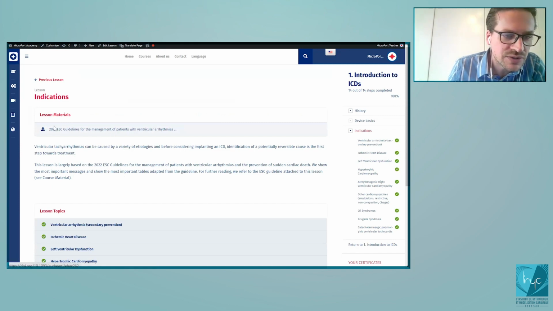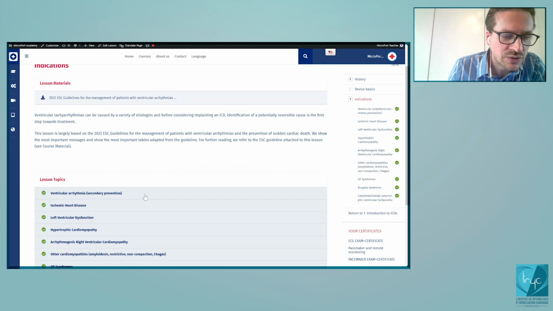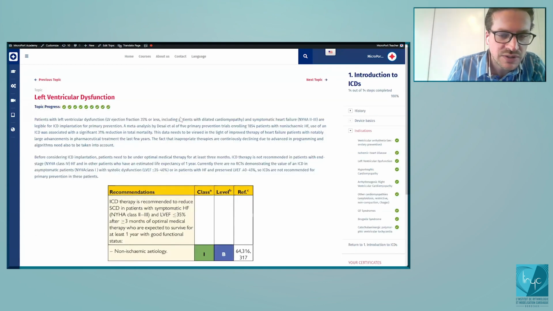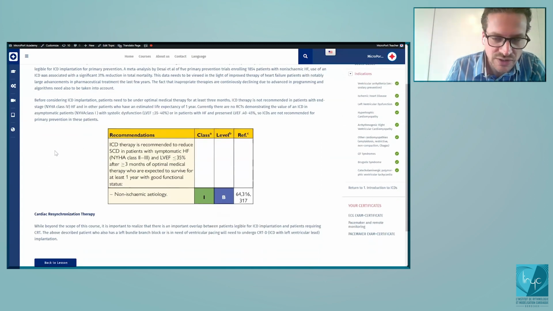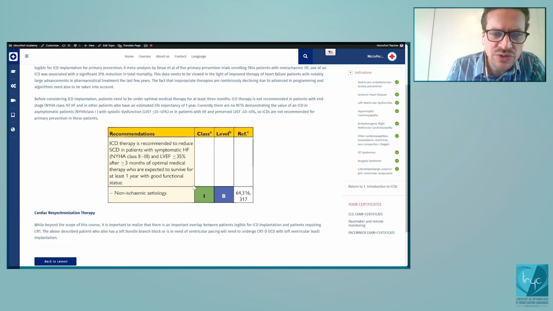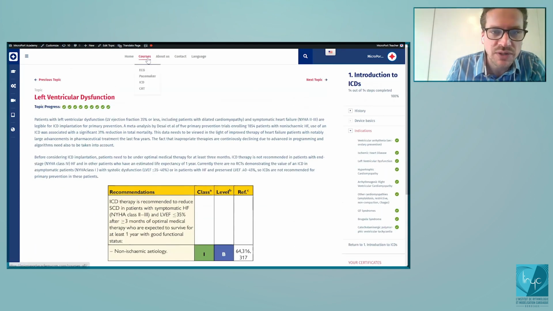Well, obviously you will just be guided through the ESC guidelines, which we use in Europe. But I tried to really summarize these guidelines into these topics, because I realized that this is a PDF with over 100 pages. So we're not going to all go through that. So I tried to summarize it in this module.